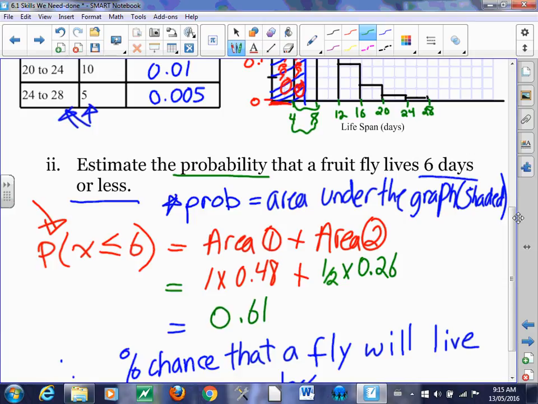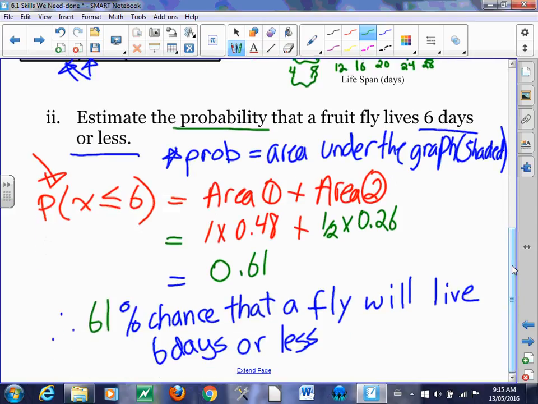So what does that tell us? That we have a 61% chance that a fruit fly will live 6 days or less.